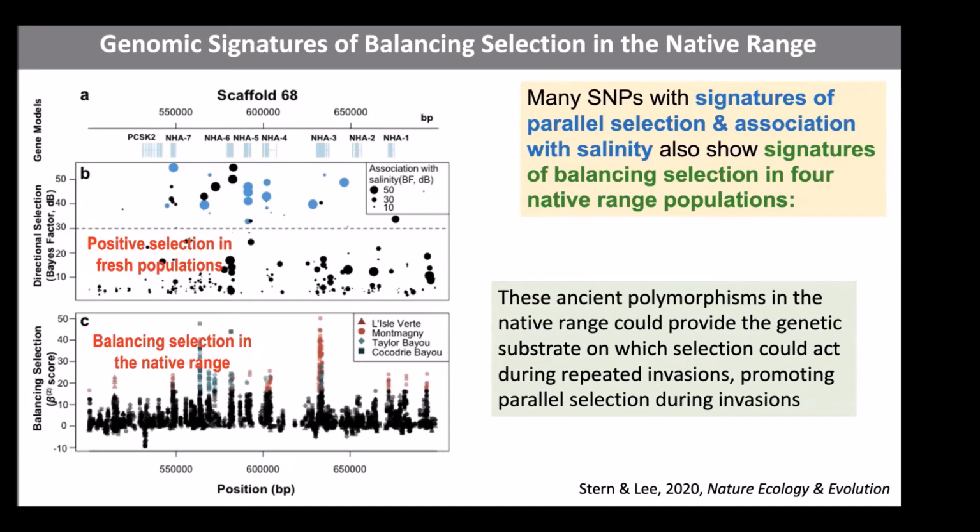We were surprised. Sorry, may I just interrupt? What was the evidence for balancing selection that you have? That they occurred at similar frequencies, or what was your evidence for balancing selection? Yeah, we used several different tests. We used similar frequencies and also intermediate frequencies. So we used a couple of different tests.